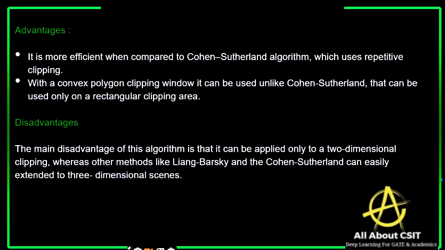The advantage of using this algorithm is that it is more efficient when compared to the Cohen-Sutherland algorithm, which uses repetitive clipping. It can be used with a convex polygon clipping window, unlike Cohen-Sutherland, which can be used only on a rectangular clipping area. Then what about the disadvantages? The main disadvantage of this algorithm is that it can be applied only to two-dimensional clipping, whereas methods like Liang-Barsky and Cohen-Sutherland can easily be extended to three dimensions. We can't extend this one; it is dedicated to two-dimensional clipping only.